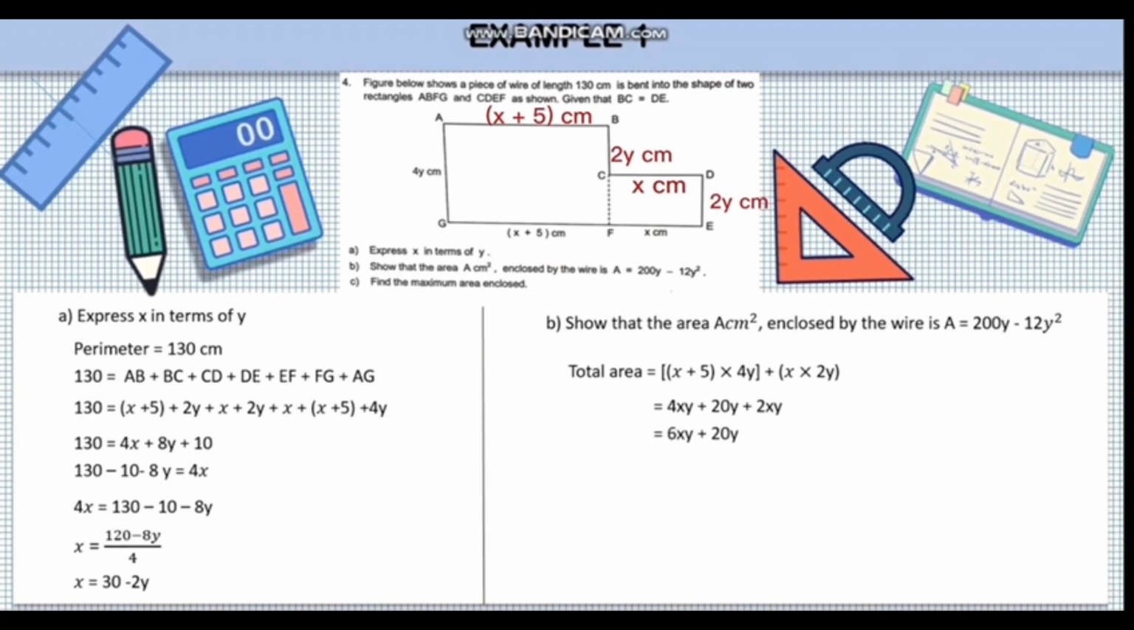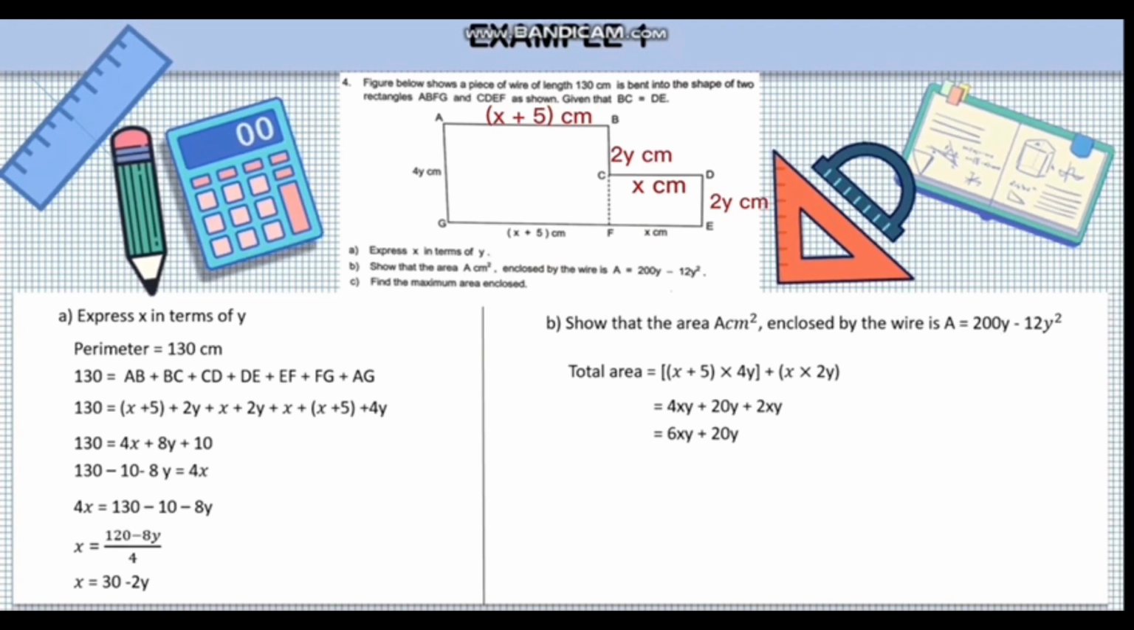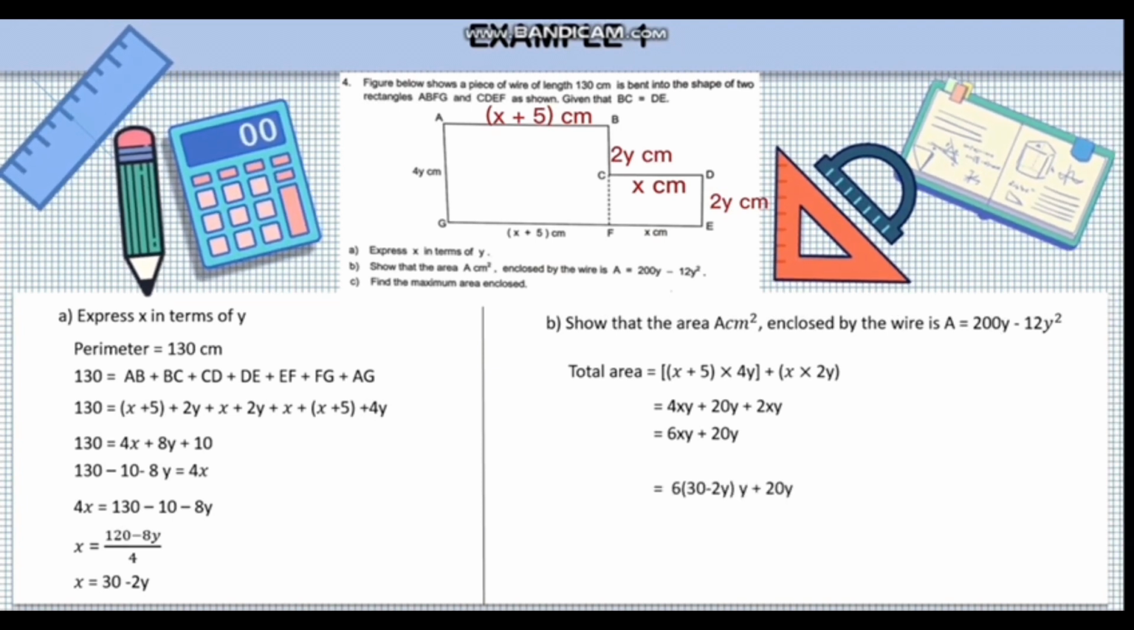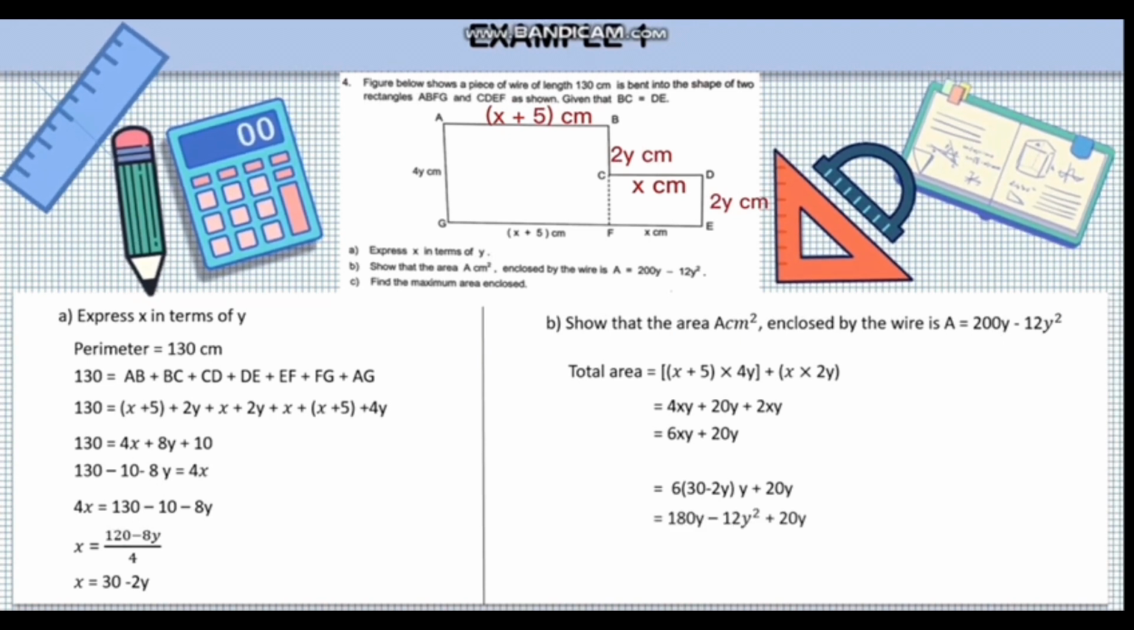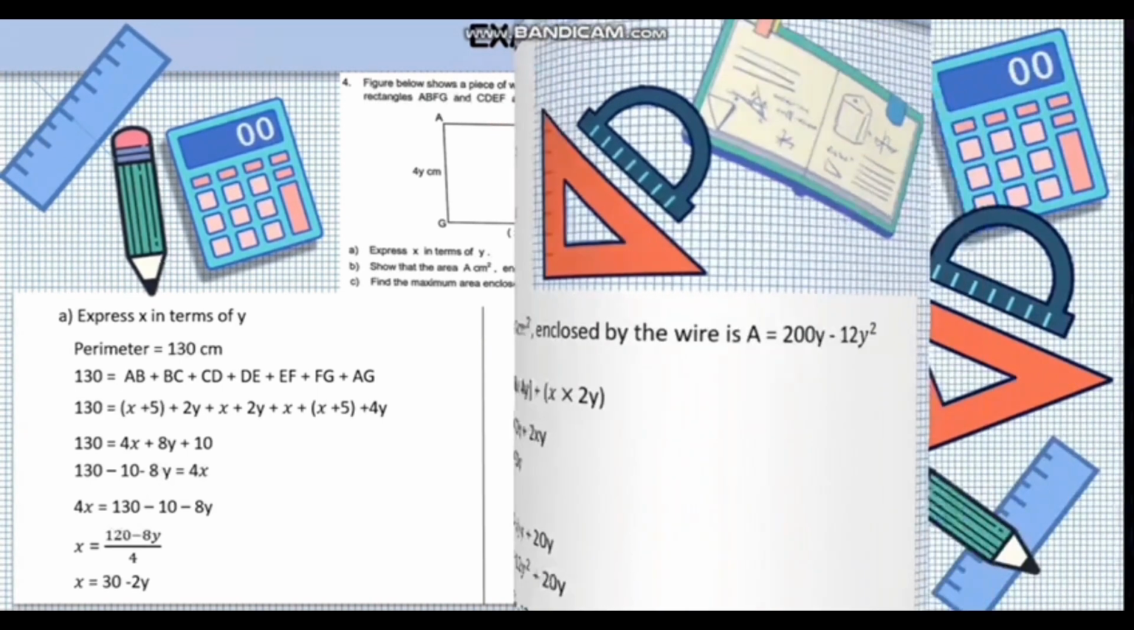Then 4xy plus 2xy, we will get 6xy plus 20y. So since x equals 30 minus 2y, we will substitute x into this area formula. And then we need to expand and we will get 180y minus 12y squared plus 20y. And that's how we got A equals 200y minus 12y squared.